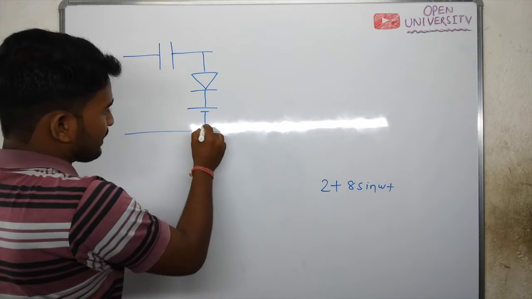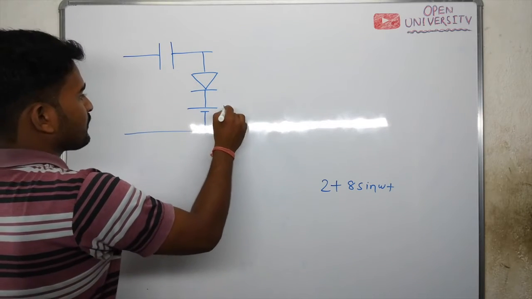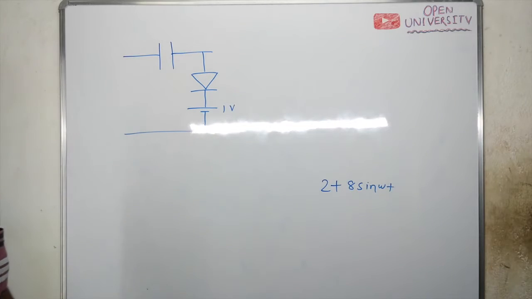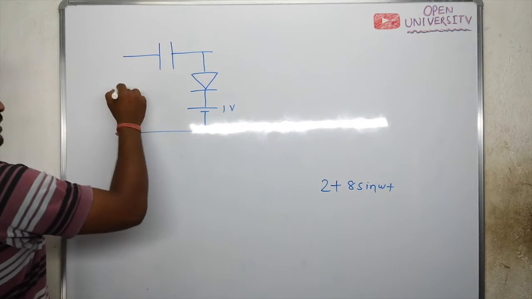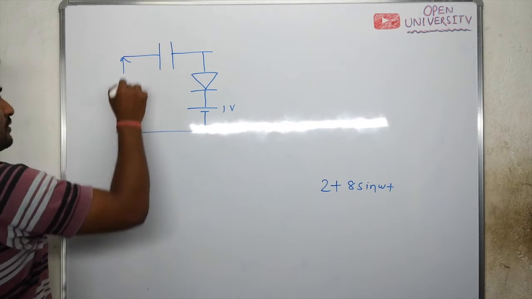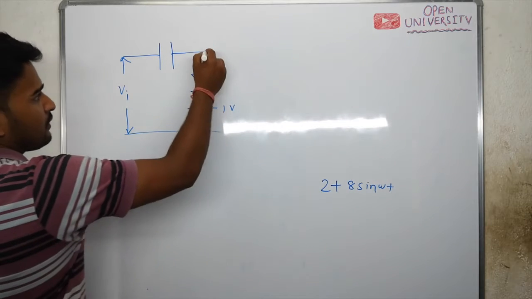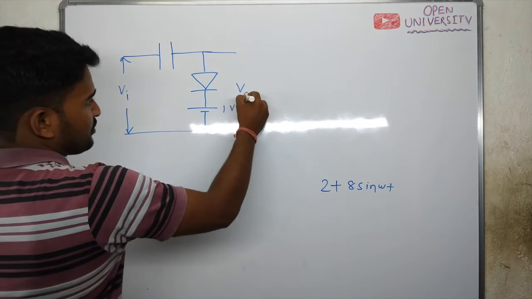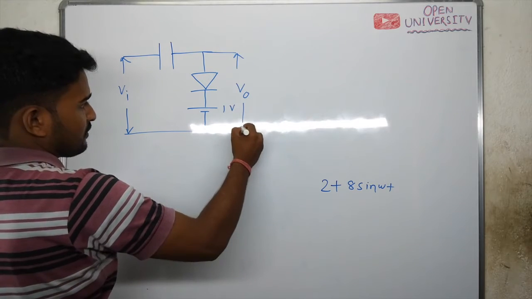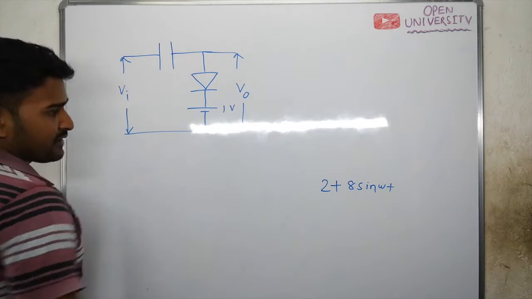Here the diode is ideal, and this is your reference voltage, given to be 1 volt, and this is your input voltage. Okay, and this is the output voltage. What is the input voltage? 2 plus 8 sin omega t.